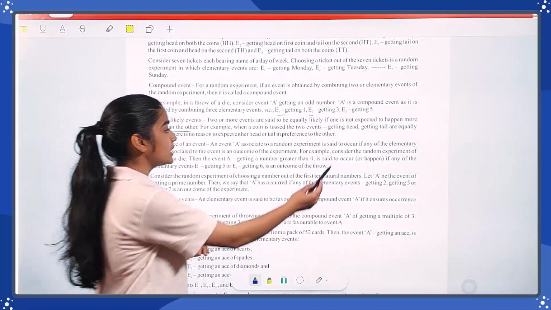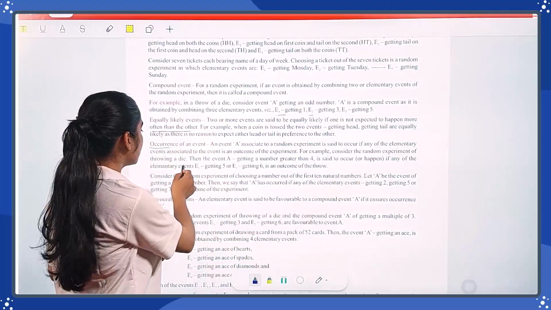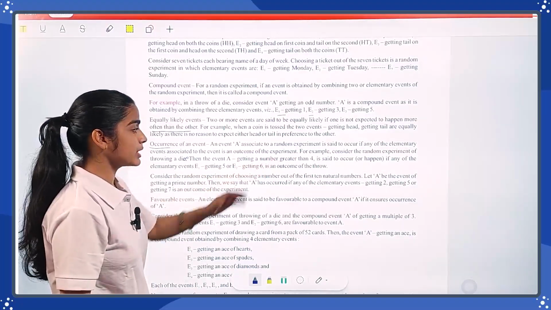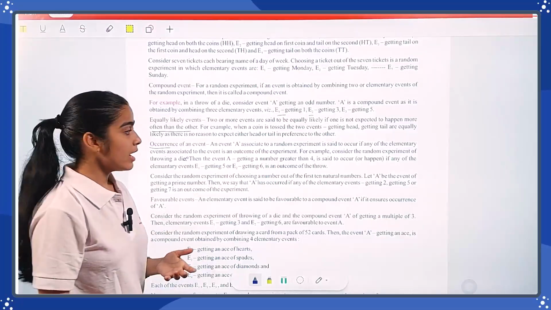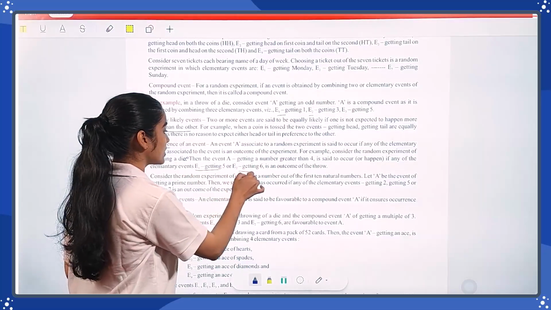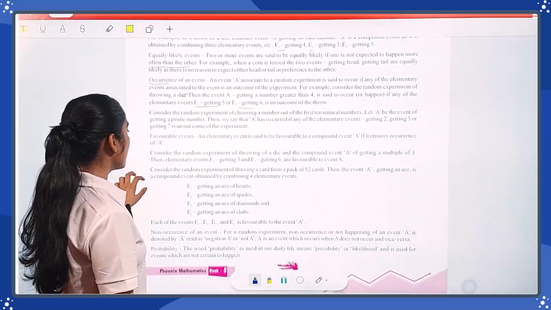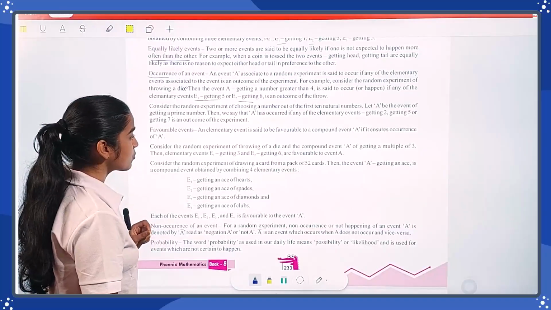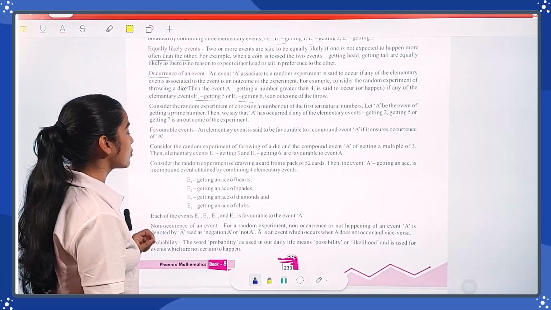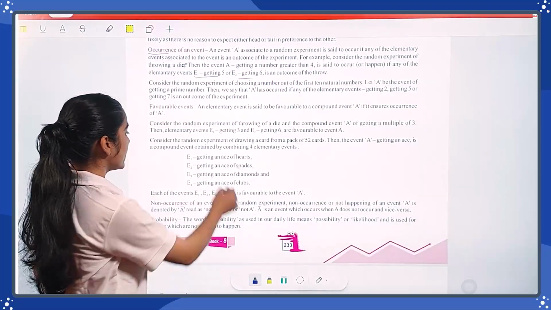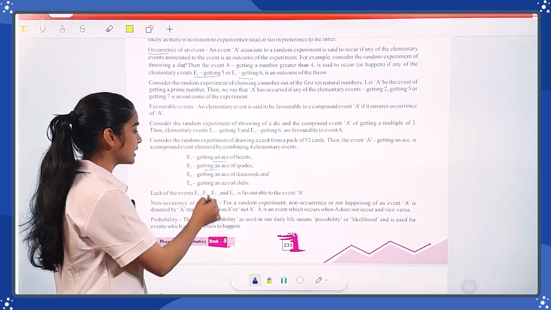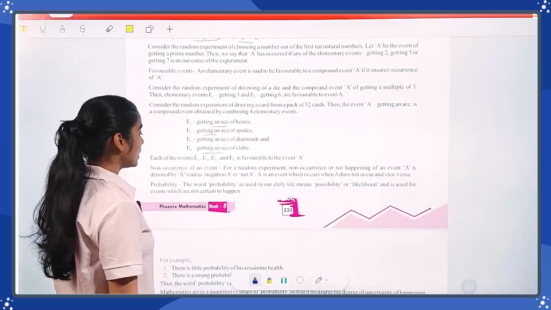For example, consider the random experiment of throwing a die. Then the event A getting a number greater than 4 is said to occur or happen if any of the elementary events getting 5 or 6 is an outcome of the throw. Favorable events. An elementary event is said to be favorable to a compound event if it ensures occurrence of A. So getting an ace of hearts, getting an ace of spades, getting an ace of diamonds and getting an ace of clubs.